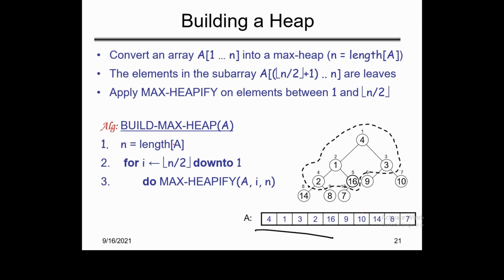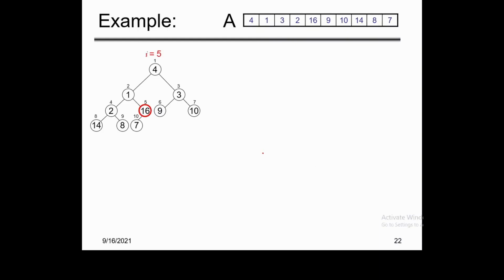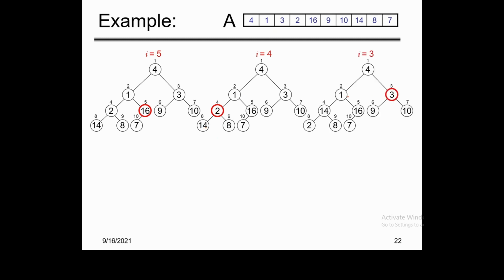इनिशियली वी आर जस्ट कॉलिंग the max heapify procedure from I equal n by 2 down to 1. Now let's take an example for this. Okay, so initially it will execute for I equal 5. So yahan pe koi violation nahi property ka. Then it will execute for I equal 4. Yahan property violation hai, so 2 will be replaced with 14. Next it will be called for A3.